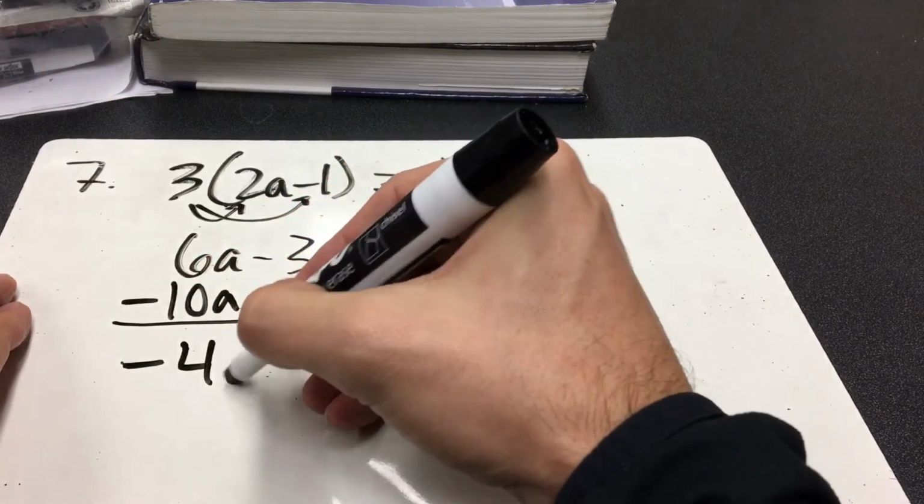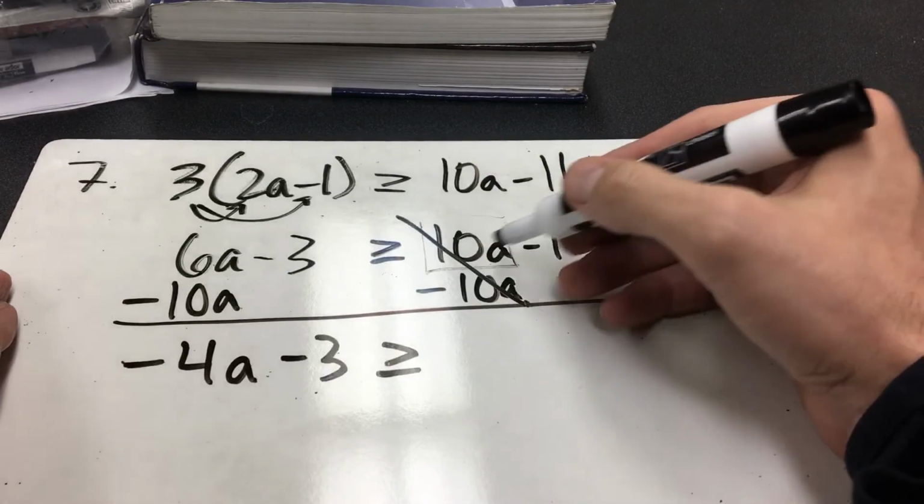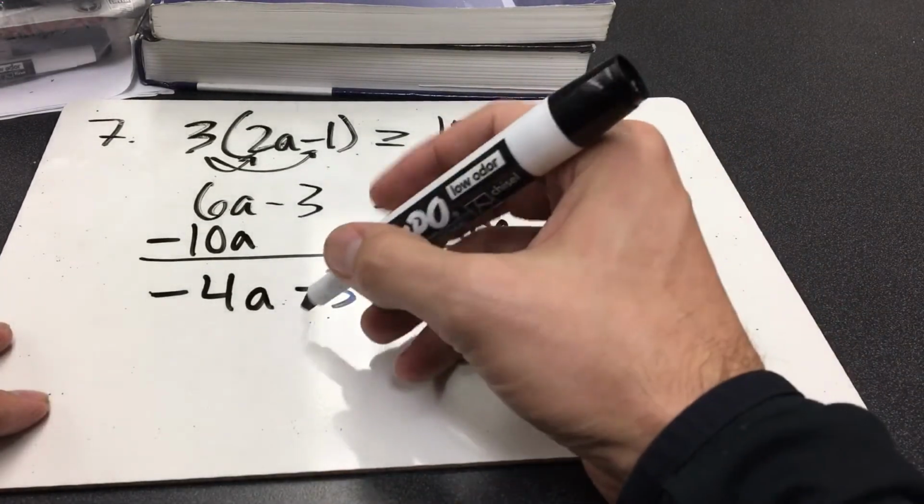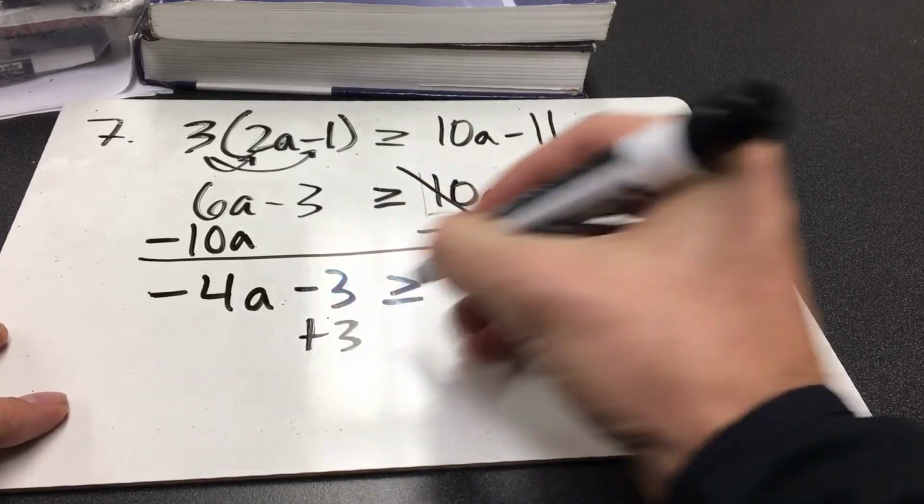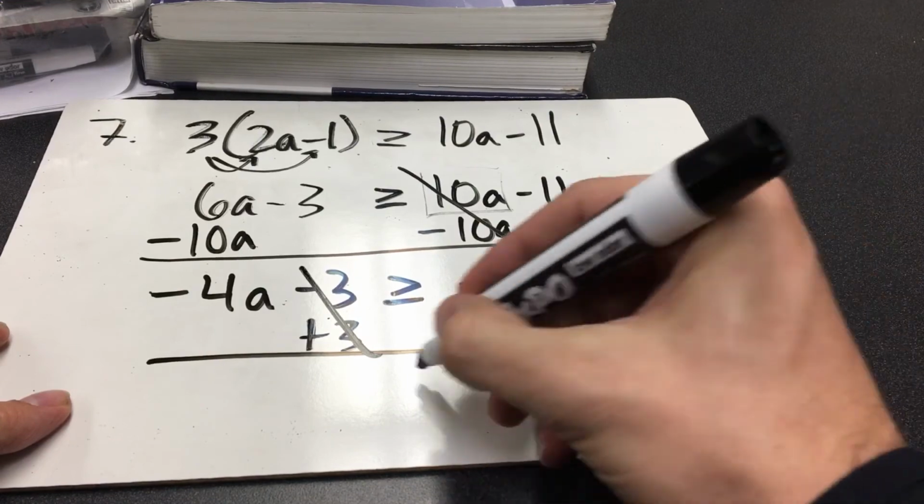Okay, 6 minus 10 is negative 4a. The negative 3 is still there. The sign is still there. 0 minus 11 is negative 11. And now this is just like what we have been doing. Instead of minus 3, I want to do plus 3. On both sides, I'm going to do the adding and subtracting part first.